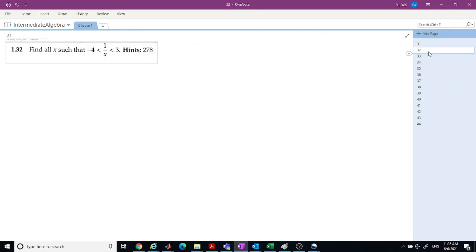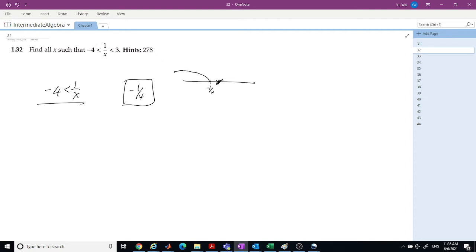Okay, then question 32. Find all x such that... let's see the first side, okay? If we want x greater than -4, so you can see -1/4 is the point here. So you can see you want the denominator, the absolute value, to be as large as possible, right? For example, if it is 4, right? So definitely 1 over -4 will be greater than this. So now we know x should be less than 1 over 4 for the first side.